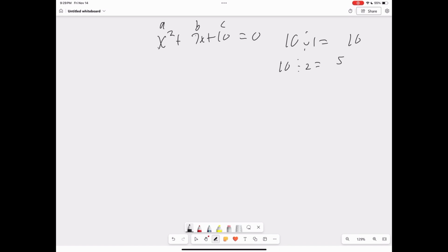And remember, our combinations are always these two numbers right here. 5 plus 2 is 7, but 5 times 2 is also 10. So that means our factors here would be x plus 5 and x plus 2. Verified. Great. Let's try another one.